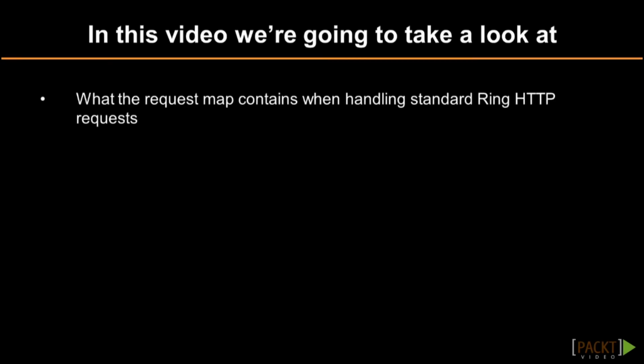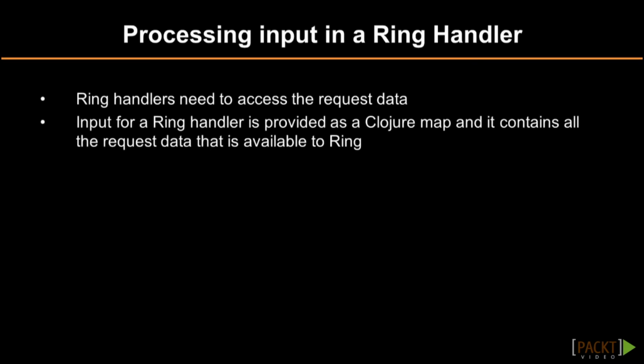In this video, we will learn in depth what the request map contains when handling standard Ring HTTP requests. We can safely assume that almost every web application needs to access some input parameters from the HTTP requester. Even when serving static HTML files, there's at least a need to determine which file have to be sent. Ring provides us with all the available information using the request map provided as an input for our handler function.